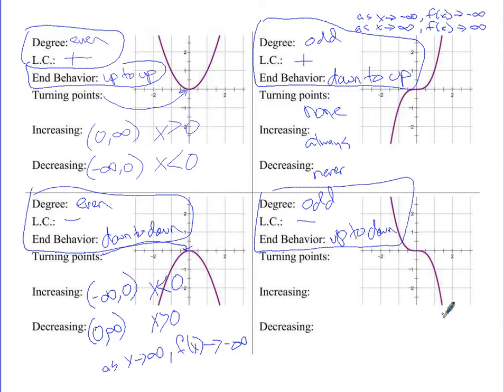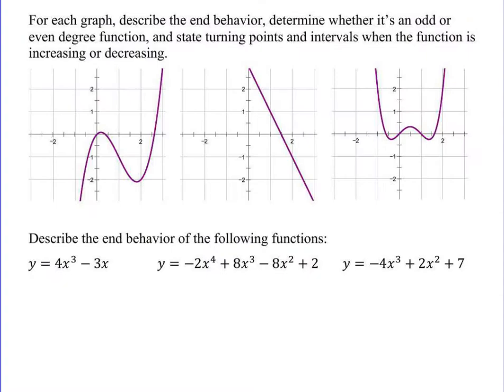These are the three things you need to get out of this page right here. There's lots of information here, but I need you guys to know those three things. Okay, I have some examples here of graphs that are polynomials, and I want you to tell me the end behavior, tell me if it's an odd degree or even degree function, and then tell me if there's turning points, and tell me where it's increasing or decreasing, okay?